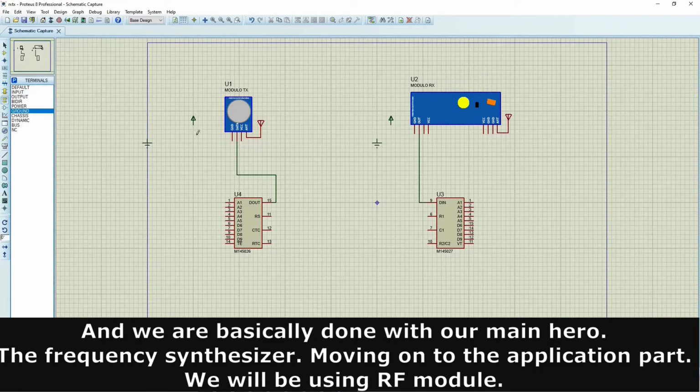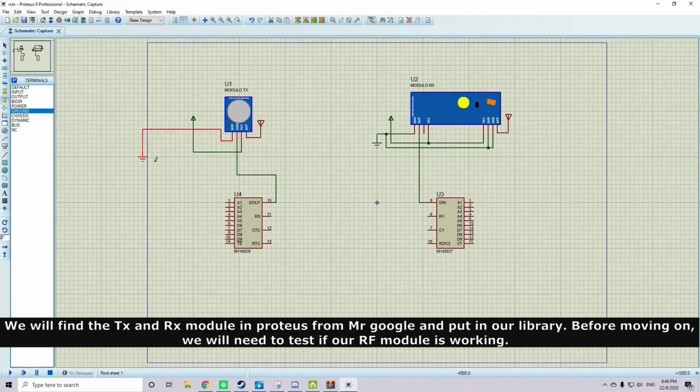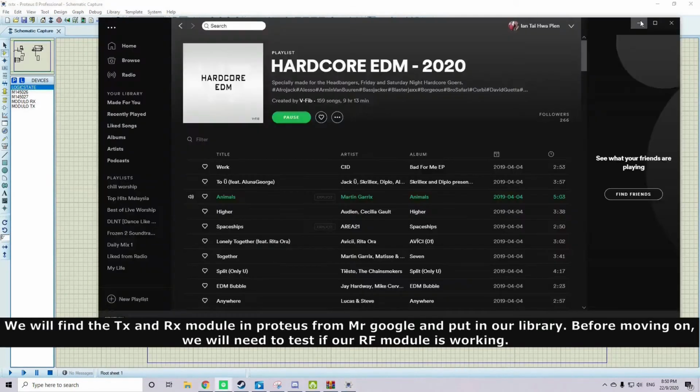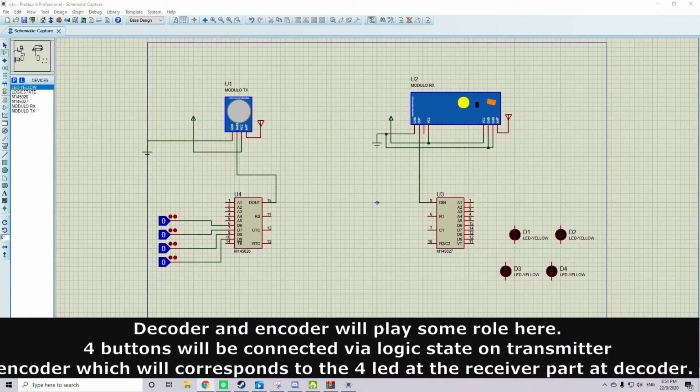Moving on to the application part, we will be using an RF module. We will find the TX and RX module in Proteus from Mr. Google and put it in our library. Before moving on, we will need to test if our RF module is working. Decoder and encoder will play some role here.